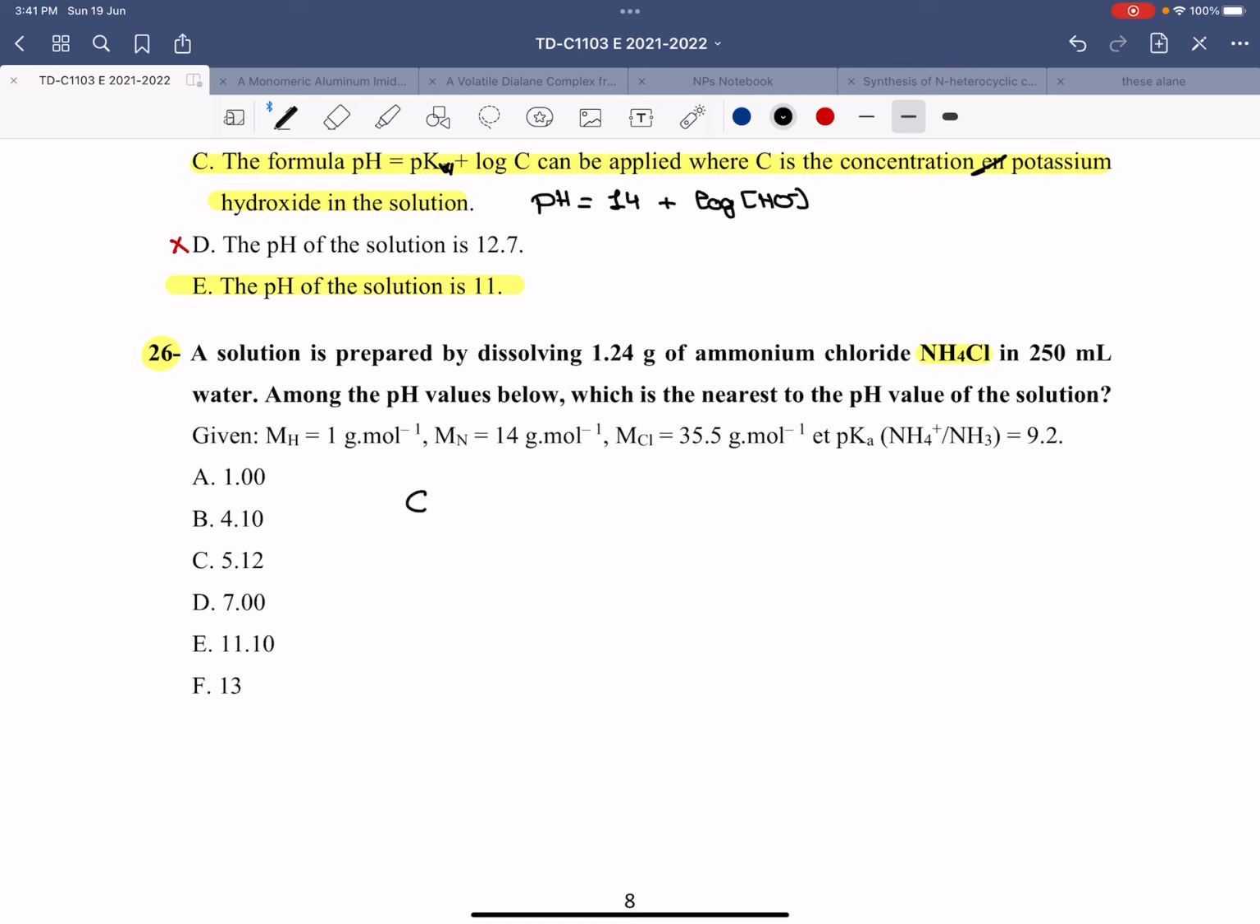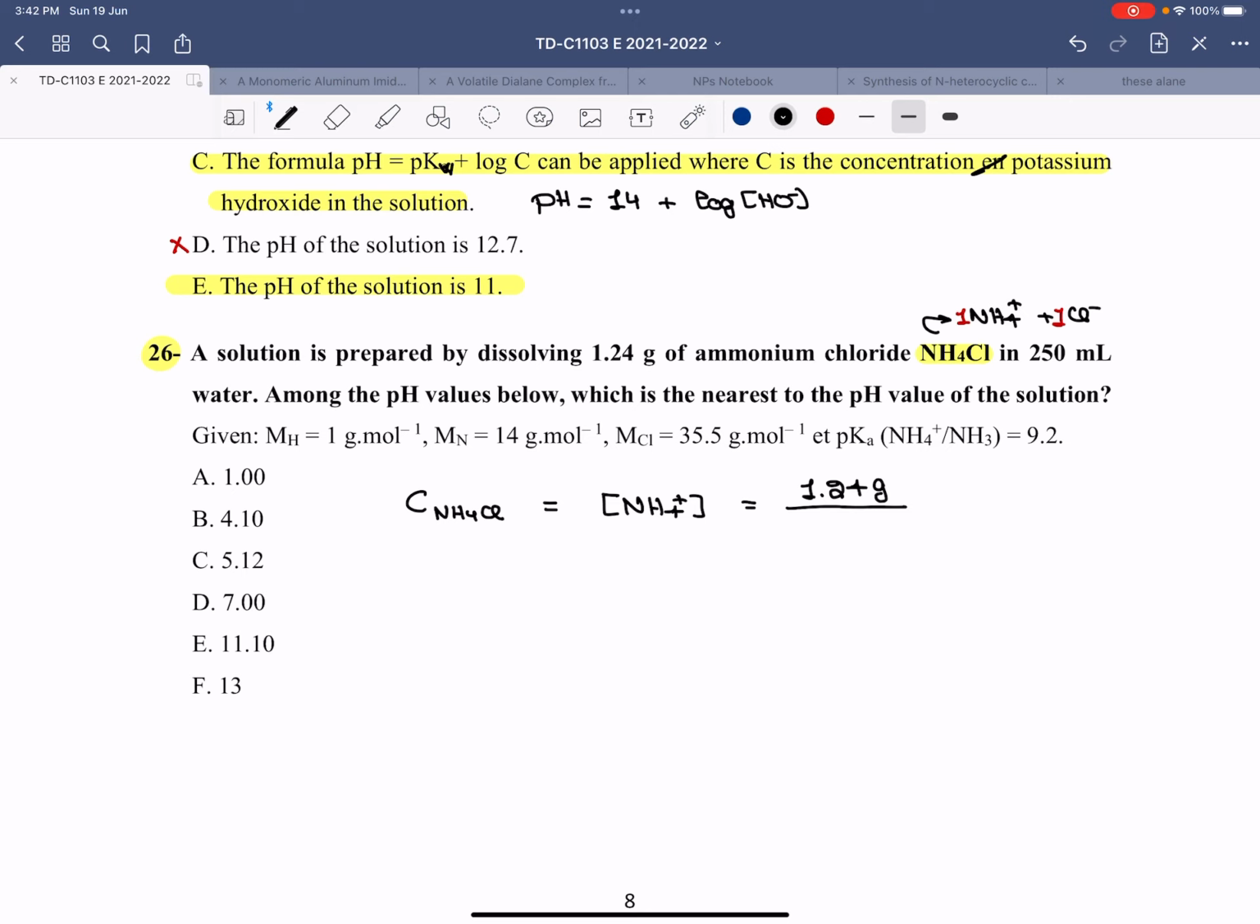A small thing that you have to pay attention to. The concentration of NH4Cl is the same as the concentration of NH4 plus. Why? Because when this dissociates, it will give you NH4 plus and Cl minus, 1 to 1. However, when you calculate the concentration starting from the mass, you have to use the molar mass of NH4Cl, which is basically the mass, 1.24 grams, divided by the grams per mole.